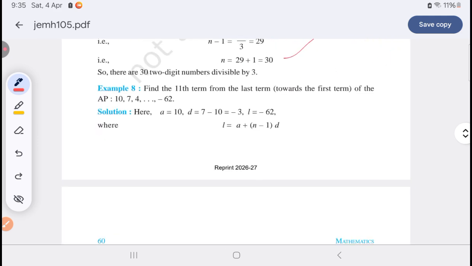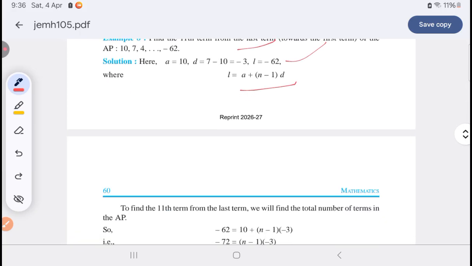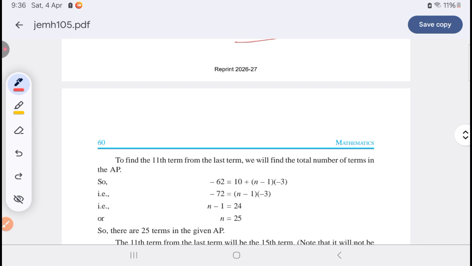Find the 11th term from the last term, towards the first term, of the AP. Find the 11th term from the last. So here the series is 10, 7, 4, and so on up to minus 62. Here A is 10, the difference is minus 3, and the last term is minus 62. You know the formula A plus n minus 1 d. To find the 11th term from the last term, you first find the total number of terms in the series. So there are 25 terms.